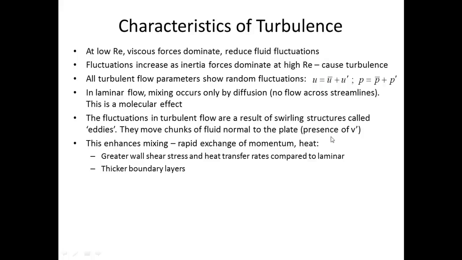This is something which was not present in the laminar flow because all the fluid was flowing in layers without undergoing any cross flow. Turbulence, on the other hand, is characterized by the cross velocity components, which enhance the mixing. This results in a very rapid exchange of momentum and heat in the turbulent flow. So in turbulent flow, we encounter very large gradients of velocity and temperature at the wall. Correspondingly, there will be greater wall shear stresses and heat transfer rates compared to the laminar flow. The thickness of the boundary layers is also greater in the case of the turbulent flow.